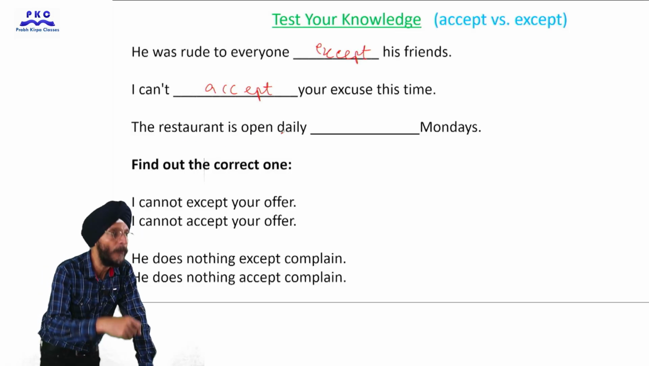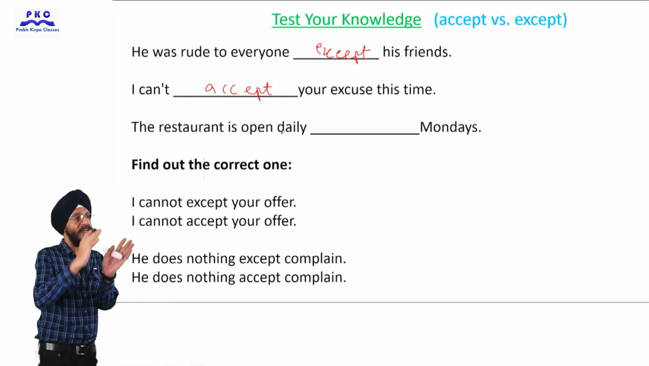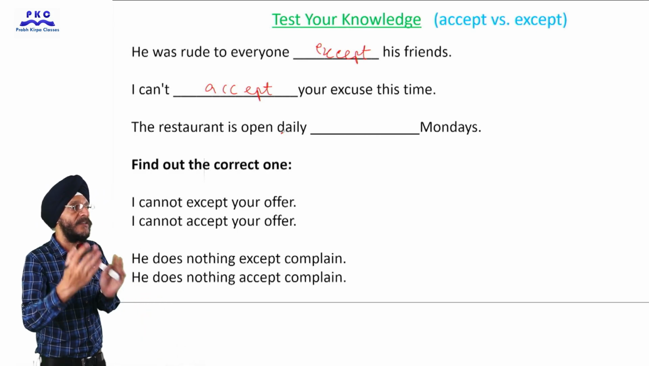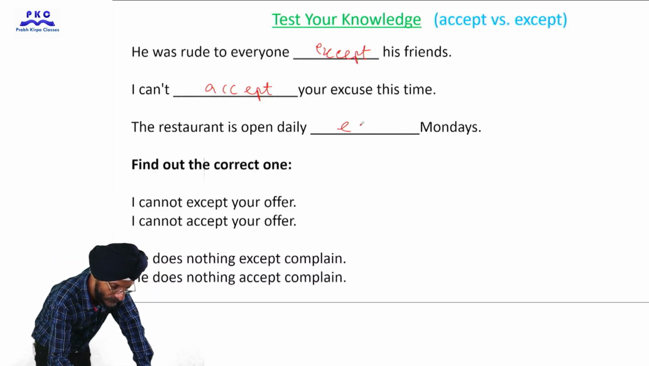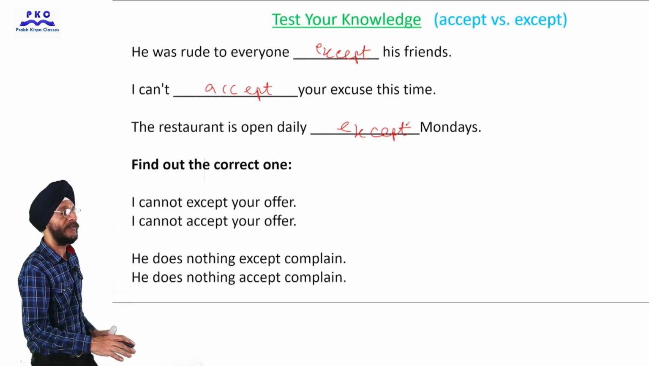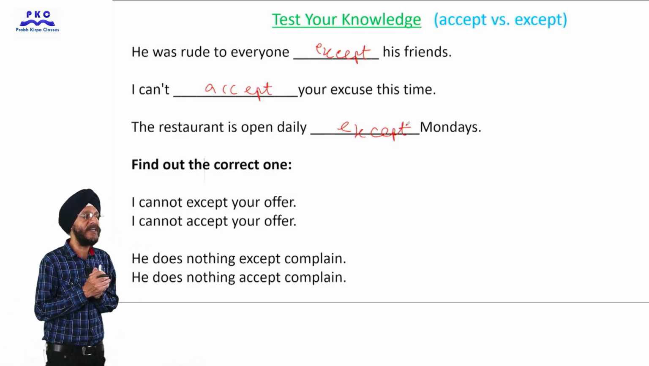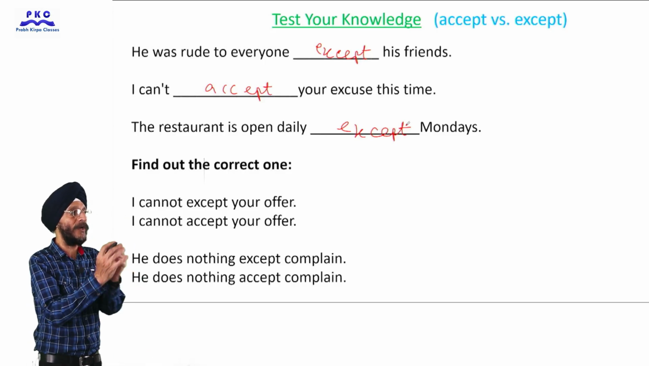The restaurant is open daily dash Mondays. It means that except Monday, other than Mondays, on every day the restaurant is open. So here we will use except, E-X-C-E-P-T. Now here we will understand this with the help of certain other examples. We have to find out which is the correct one.